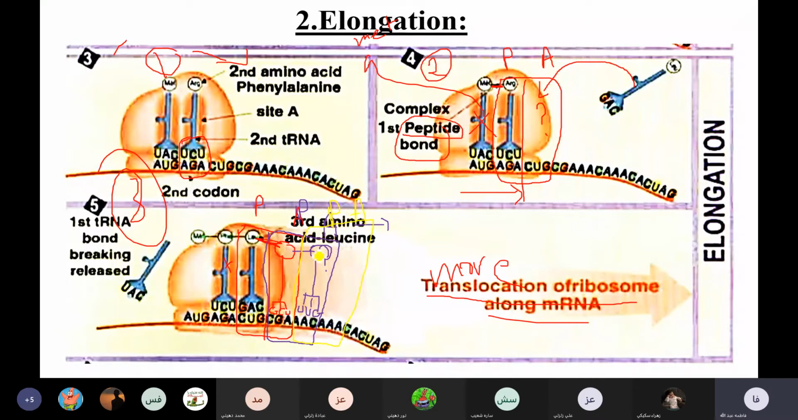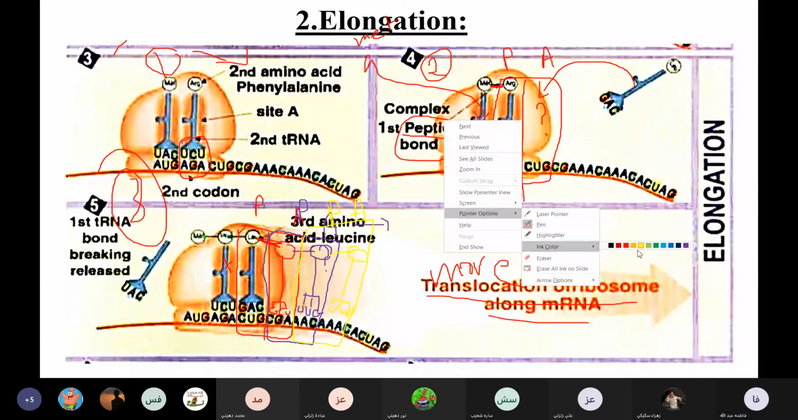So the specific transfer RNA will come, the one carrying the amino acid. The A site is occupied now. The P site is occupied now. Formation of a peptide bond. It's time for the ribosome to move one codon. Okay.